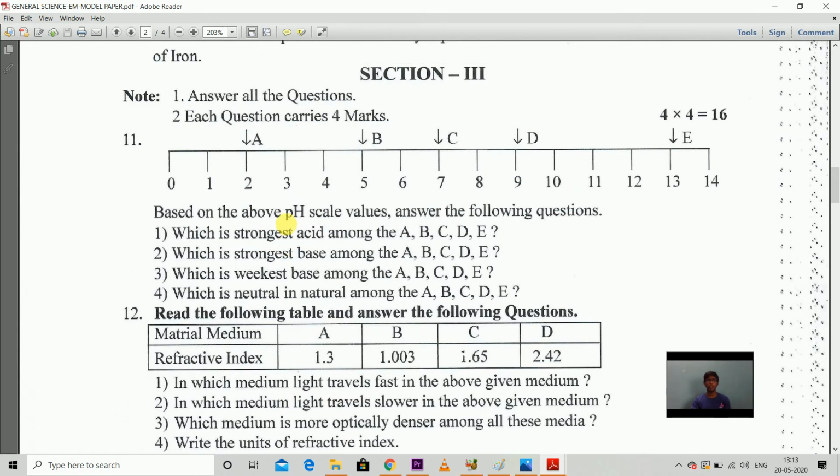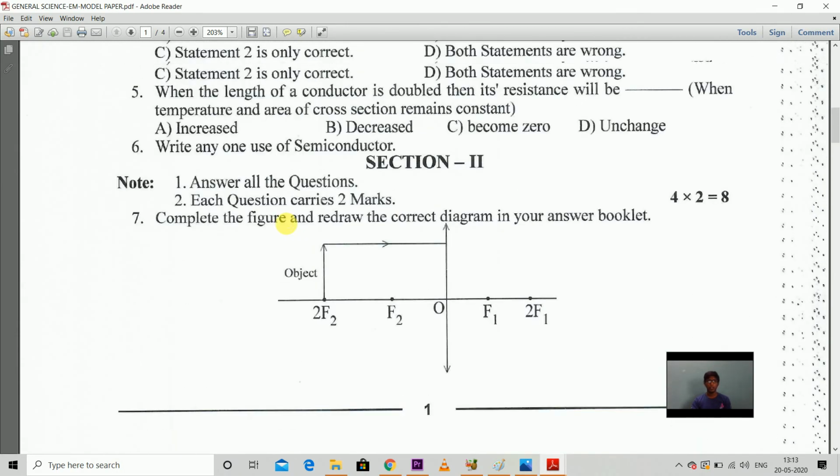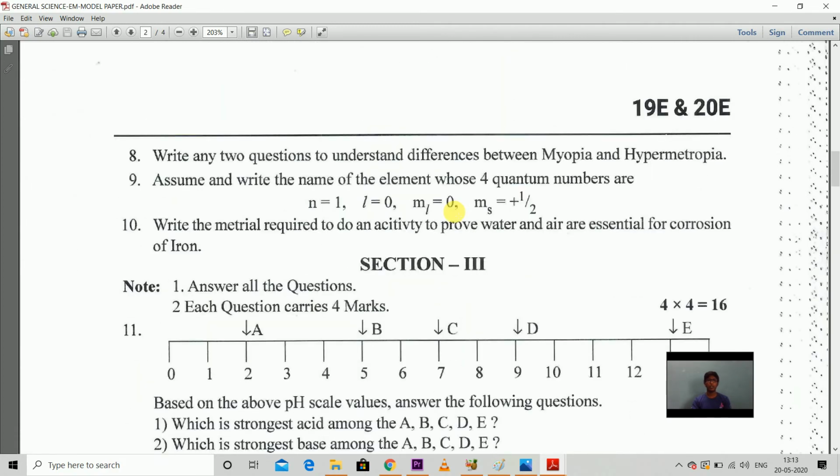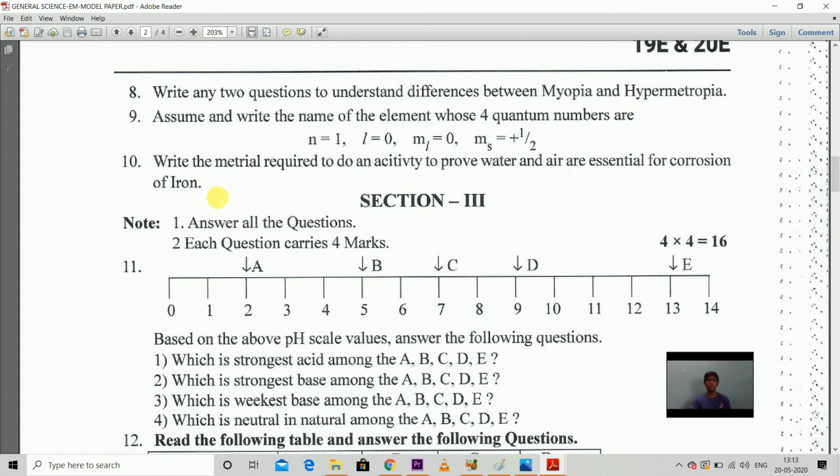Because here you will observe one question, in the 5th question: when the length of a conductor is doubled, then its resistance will be. So if you read the textbook thoroughly, you are able to write such questions also. Reading the textbook is very important, because then you will get a complete good score.